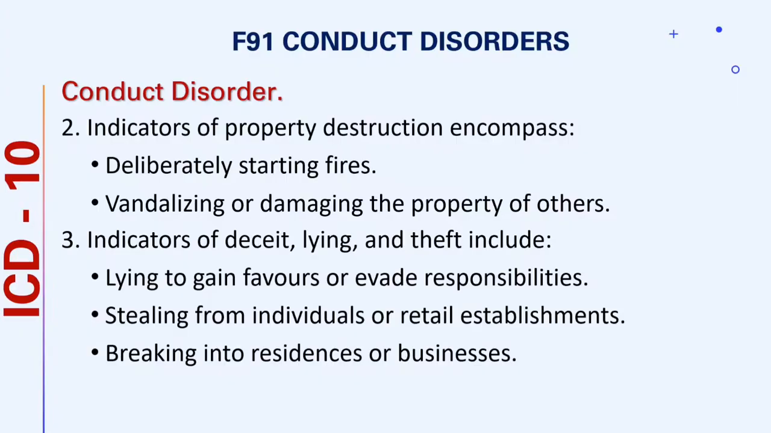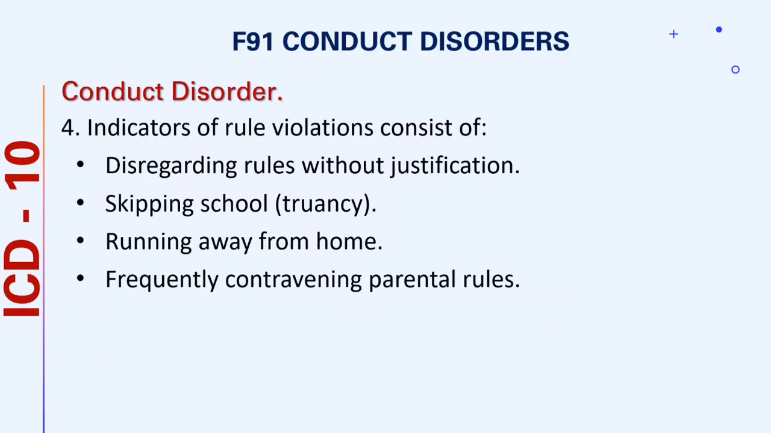Indicators of deception, lying, and theft may include lying to gain favor or evade responsibilities, stealing from individuals or retail establishments, and breaking into residences or other business premises. Indicators of rule violations consist of disregarding rules without justification, skipping school, which means truancy, running away from home and staying the night at other places, and frequently contravening parental rules.